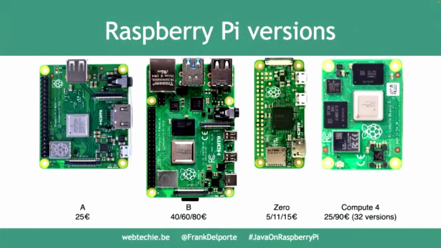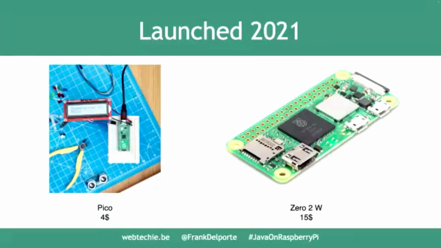A special edition is the Compute 4, and the goal of this board is actually to build your own hardware board around it, as it doesn't have any connections, any network or USB on there. It's a special connector. You have to plug it into a board, and there you can add your own connectors. So it's more for hardware designers to build their own computer around it.